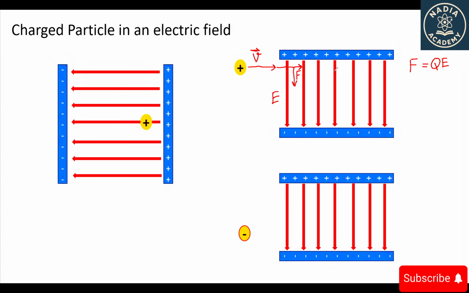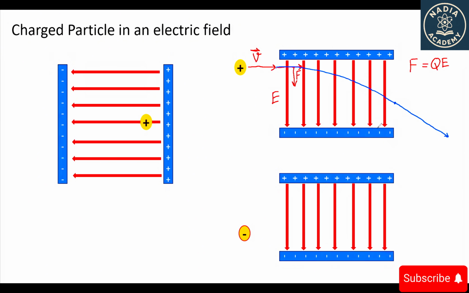As a result, this electric field force will try to push this charged particle downwards. So the trajectory of this charged particle will change and it will go somewhat like this. And once it is outside the electric field, it will go straight, following the direction of its velocity.